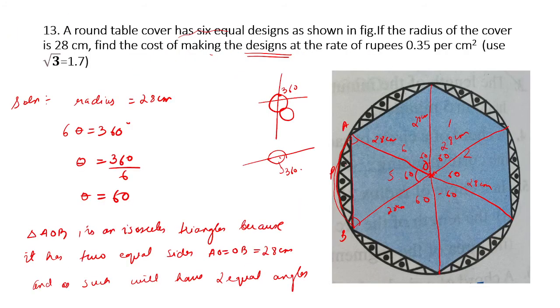Now you go back to the design. What is the area of this design? It looks like a segment. Remember the red line that you can see. This is a segment. We're asked to find this design. So it looks like a segment, right? In order to find a segment, what formula do we use? We use area of sector minus area of triangle AOB.